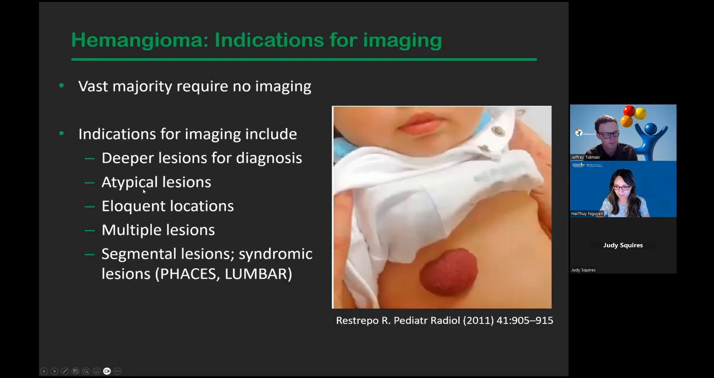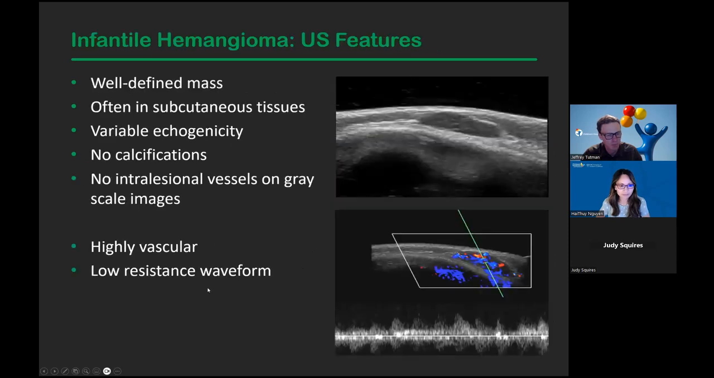Any atypical lesions in eloquent locations, meaning that they're going to cause a problem by virtue of just where they are, like near the eye, multiple lesions, and then segmental lesions. And these patients are the ones that have the big ones on their face or over their spine that can be associated with syndromic things, PHACES and LUMBAR syndrome being the two classic ones.